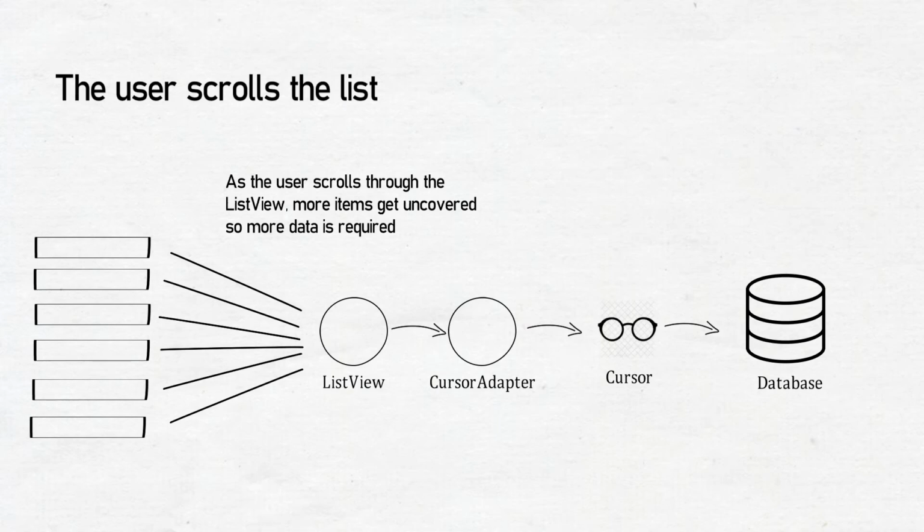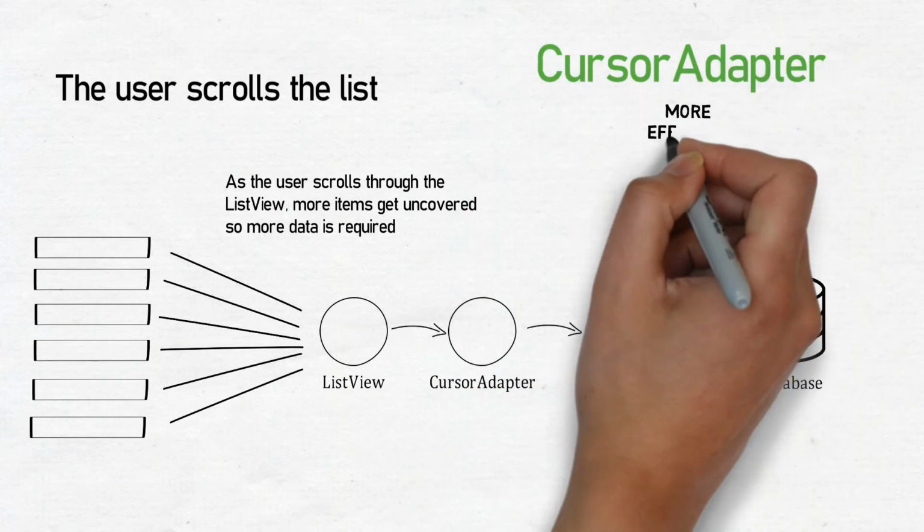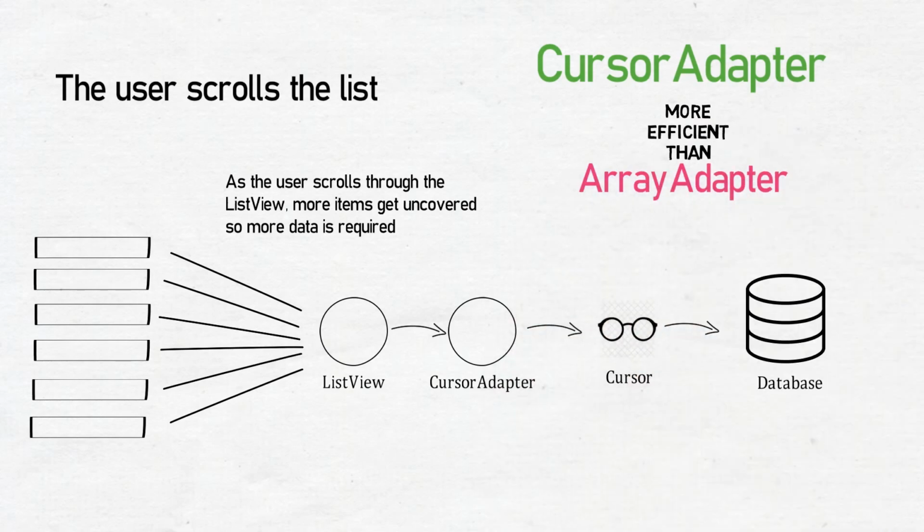So a cursor adapter is a lot more efficient than the array adapter. It only reads the data it needs. That means it's faster and takes up less memory, and speed and memory are both important things to keep in mind.